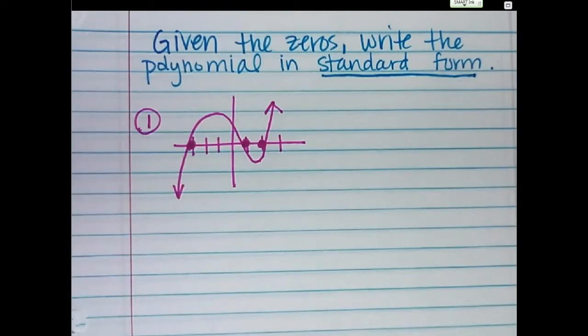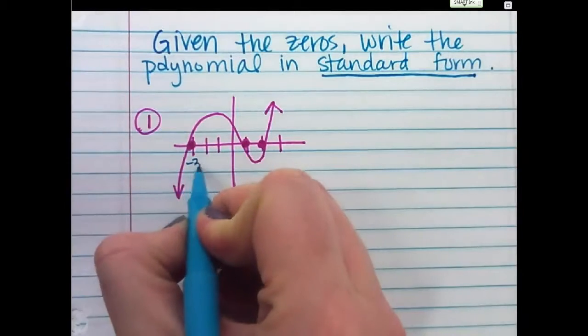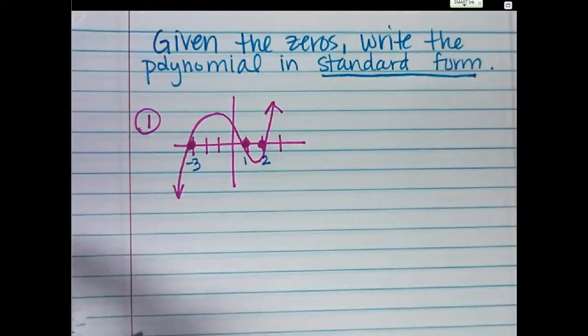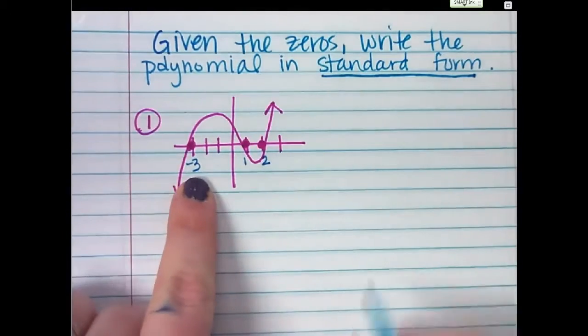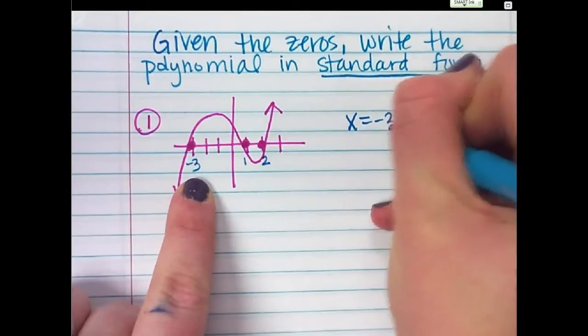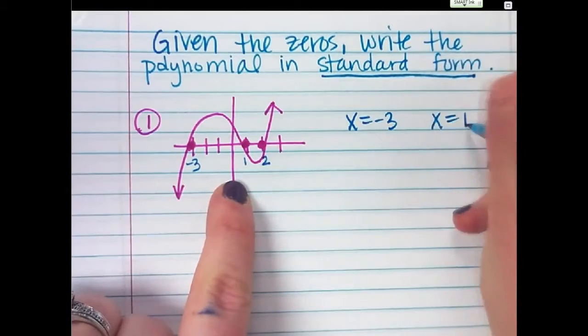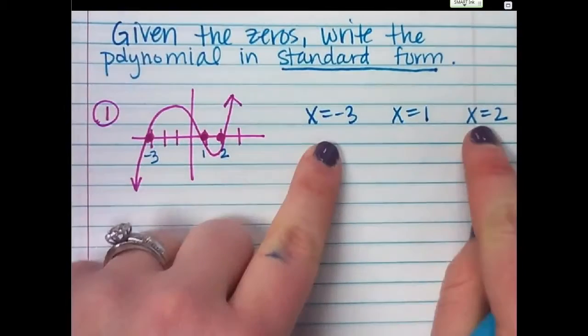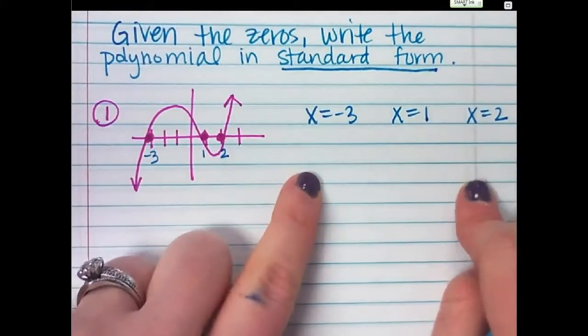Number 1. Put my numbers in there for you. -3, +1, and +2. So if you're given the zeros are x equals -3, x equals +1, and x equals 2, I can take this now. Let's put it into factored form first.